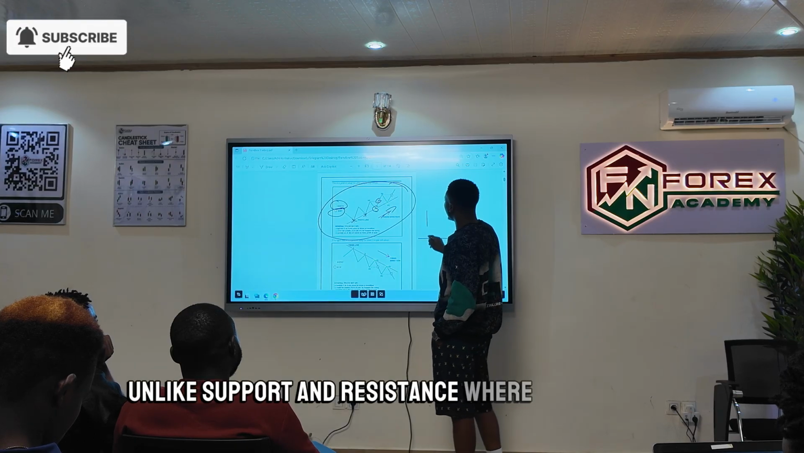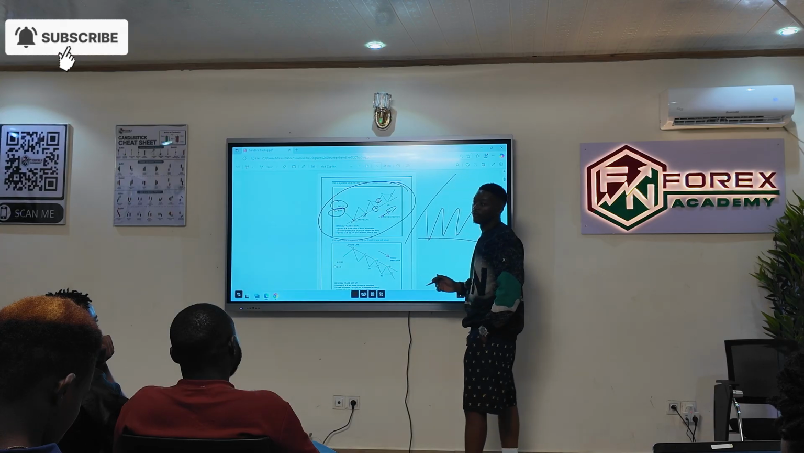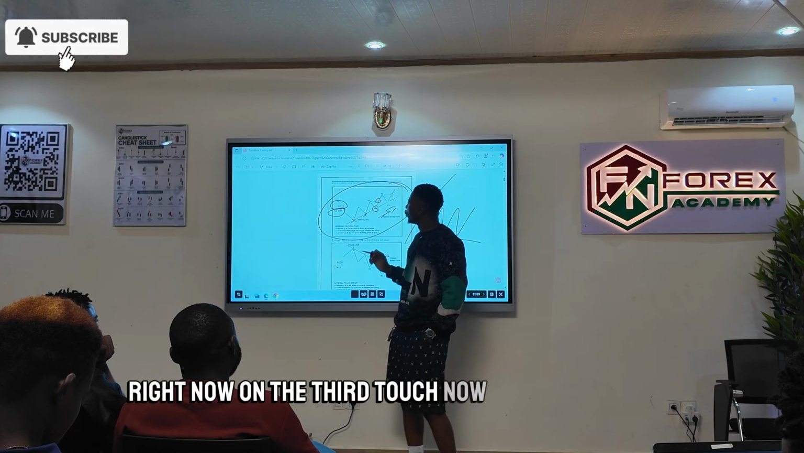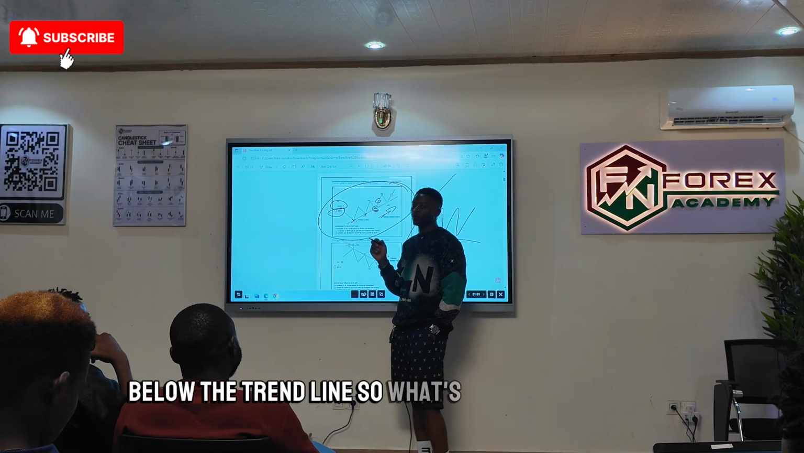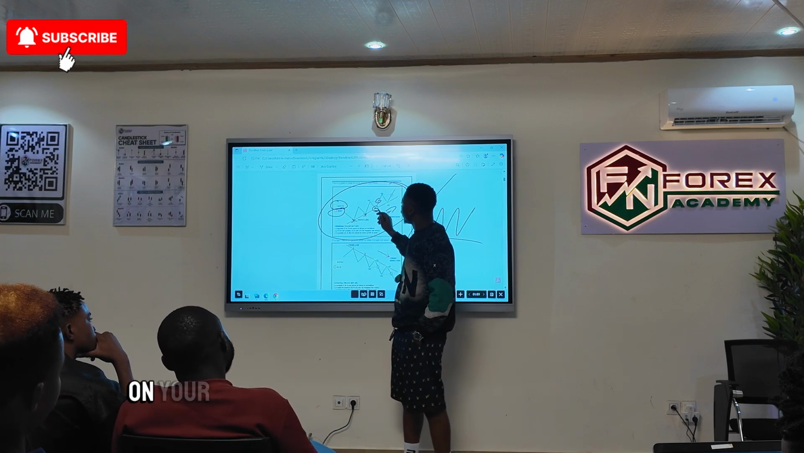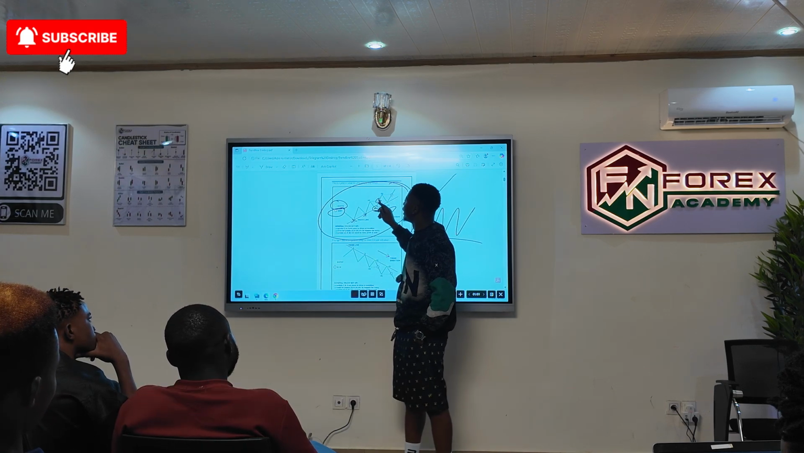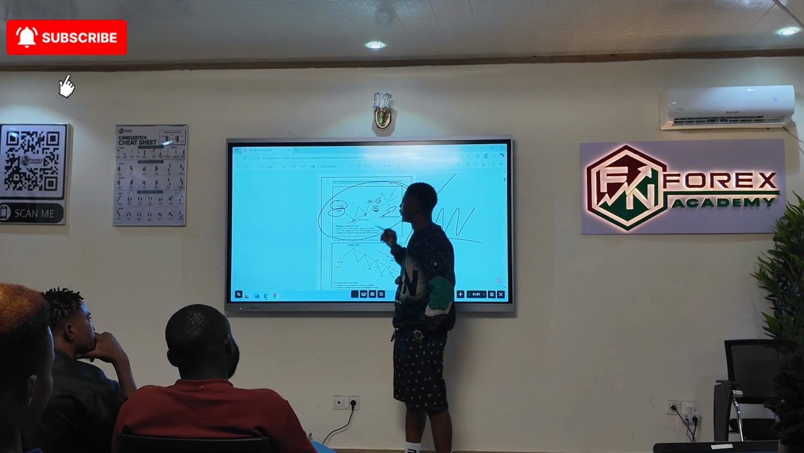Unlike support and resistance where it's going to come and respect, this one is a trend line, right? Now on the third touch now you have your entry. Where's your stop loss going to be? Below the trend line. So what's protecting your stop loss? The trend line, right? Now, on your entry, your stop loss is below, your take profit has to be above. Your take profit is on the previous high.